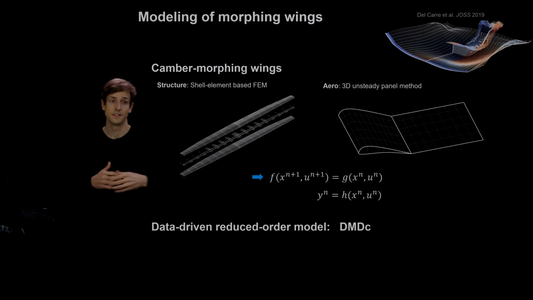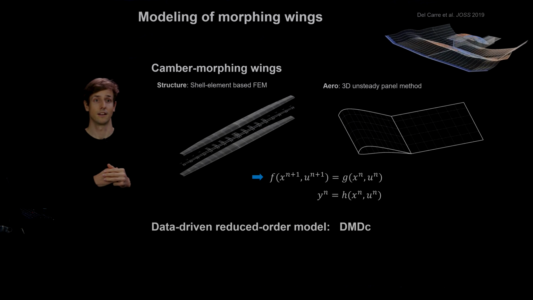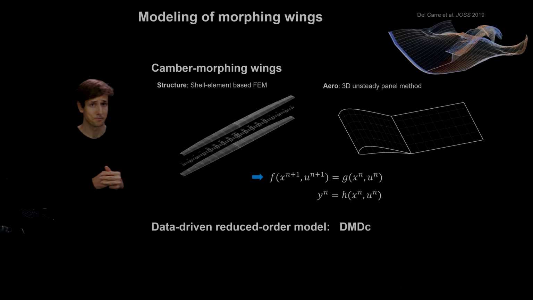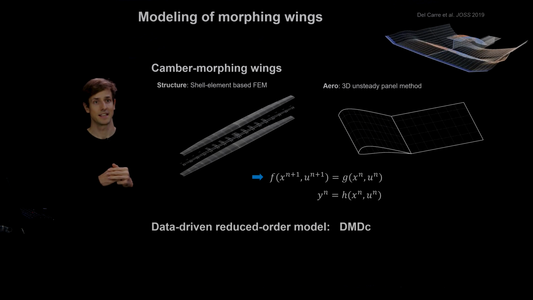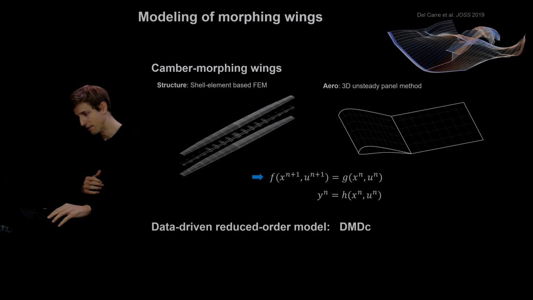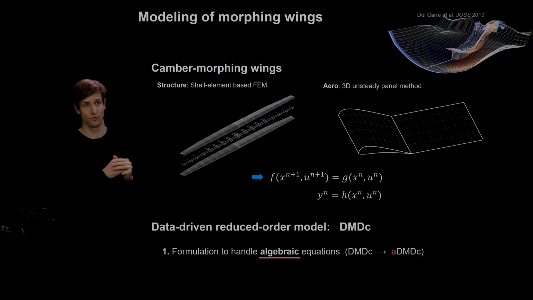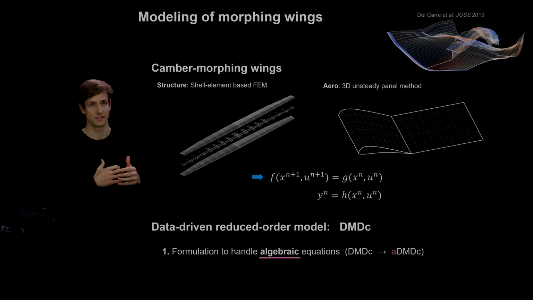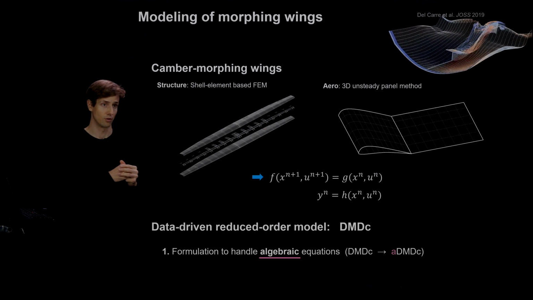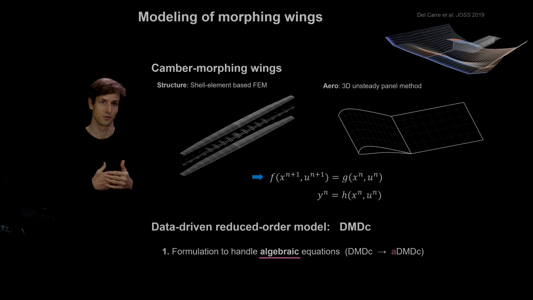So we want to develop a data-driven reduced order model of our morphing wing that would enable the model to be used for control. And specifically, we use the method dynamic mode decomposition with control, DMDC, and we introduce two extensions to this model. The first one is we introduce a formulation to handle the algebraic equation. So this is fundamental, as I said before. That's basically the equations that we solve. So we need this extension so that DMDC can also handle these algebraic equations.